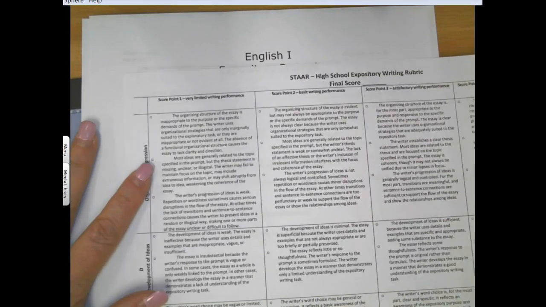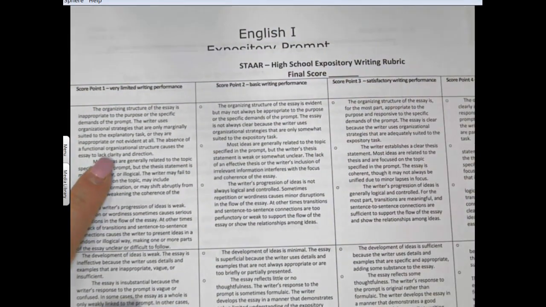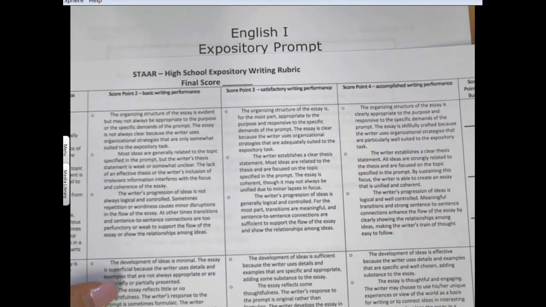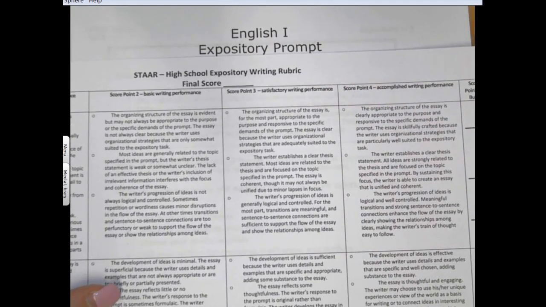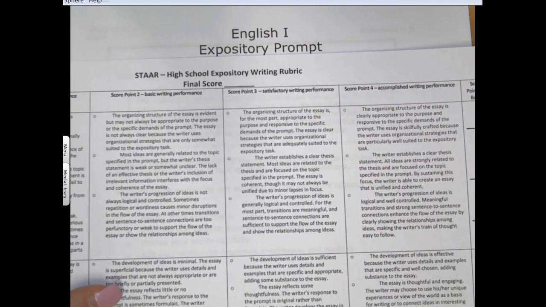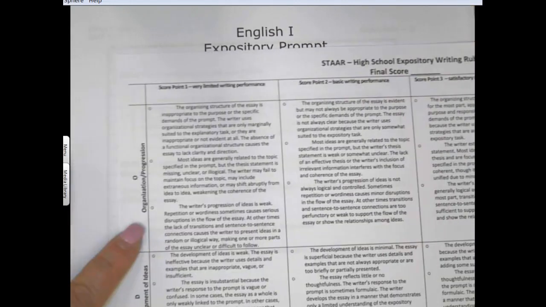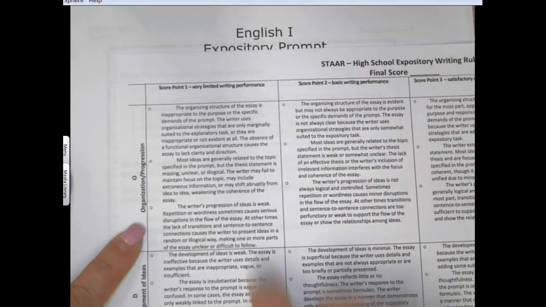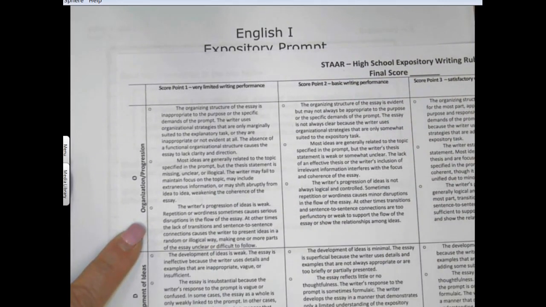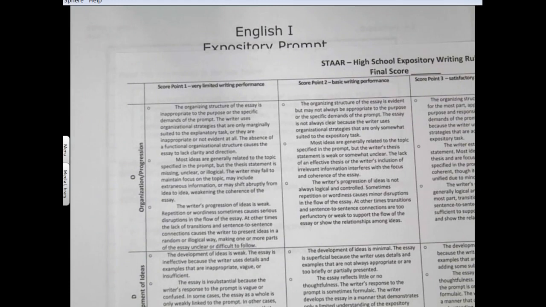Score point 1 is very limited writing performance. 2, basic writing performance. Score point 3, satisfactory writing performance. And 4, accomplished writing performance. So what you'll notice for organization and progression is there are 3 separate bullet points for this category.